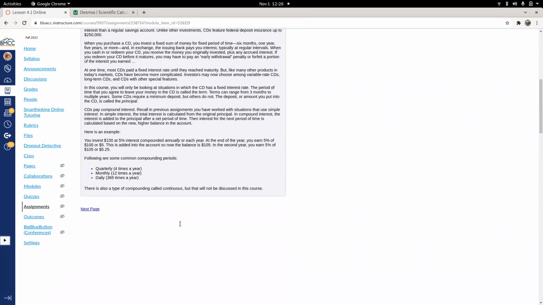Now, sometimes with these, they only check your interest every year, but sometimes they'll do it monthly or maybe 4 times a year, quarterly. They could even do it daily. That's a possibility. Like every day, they up the amount of money in your account by some percentage. So we're going to explore that idea here.